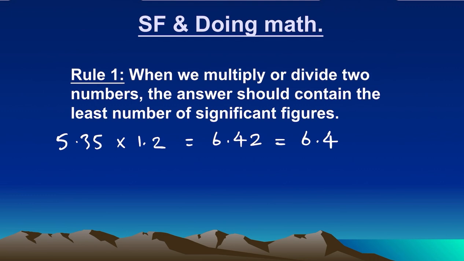Why? Because if you take the first number here, 5.35, we have three significant figures. 1.2, we have two significant figures. So when you multiply these two measurements, the rule says we can only keep the least number of significant figures, that is 2. So we keep 6.4 and drop the last number 2.